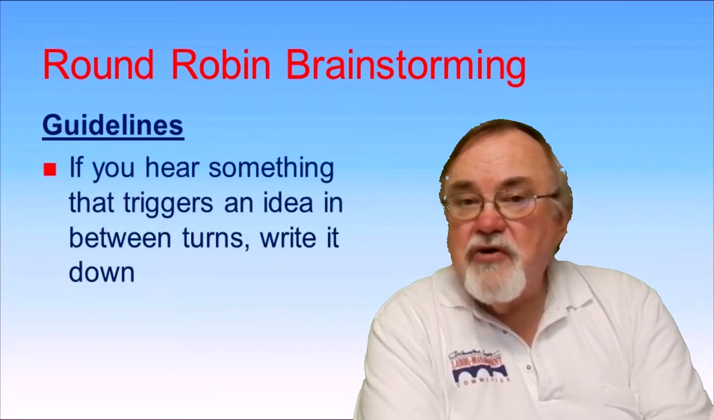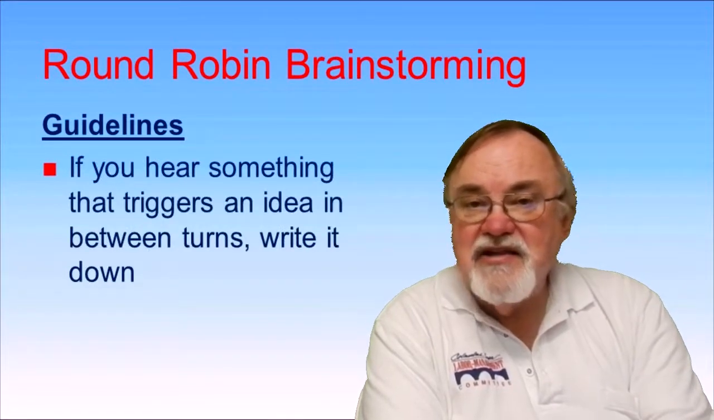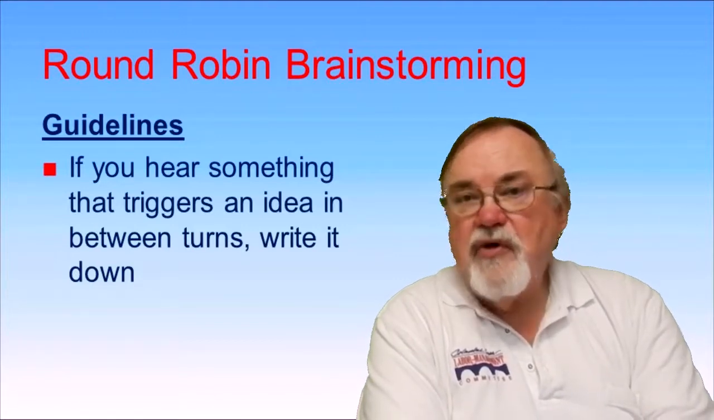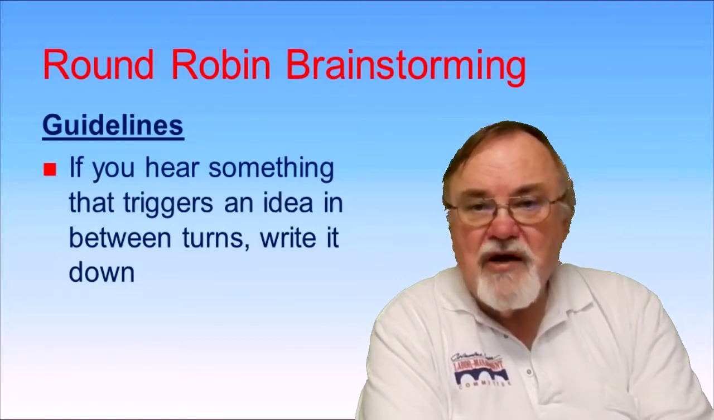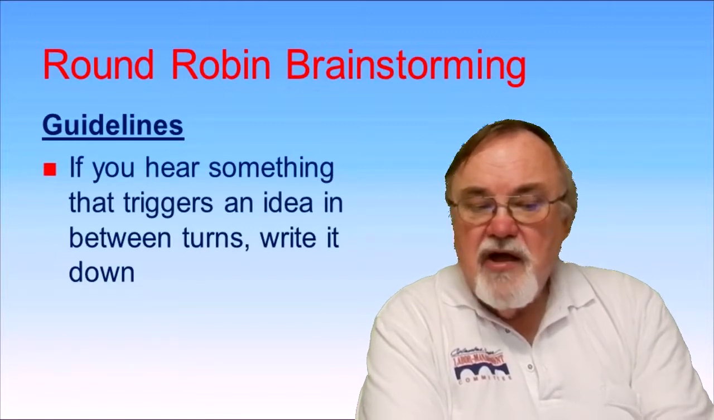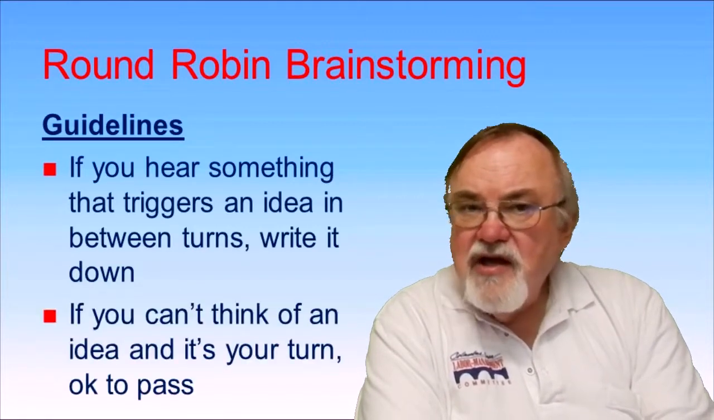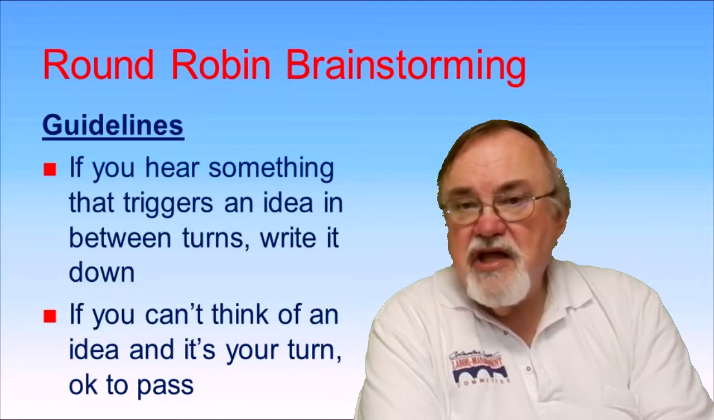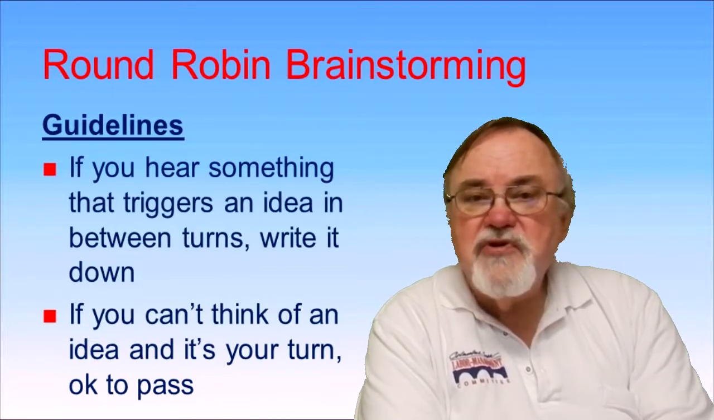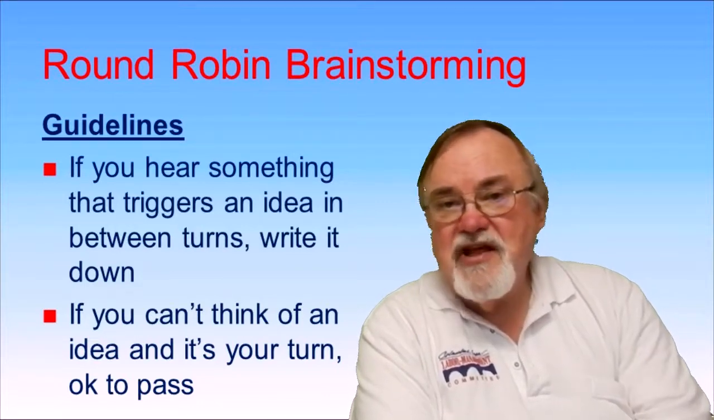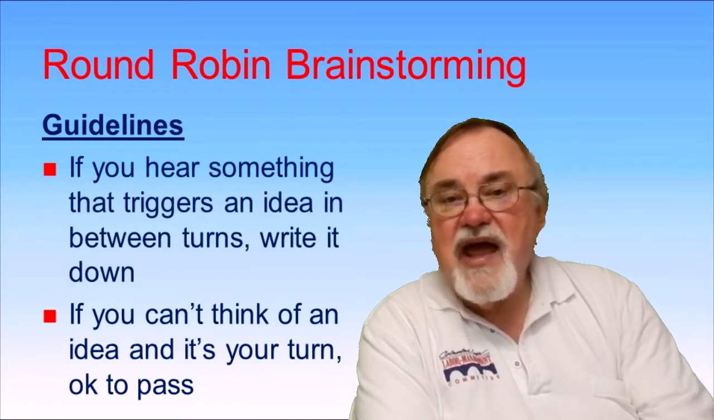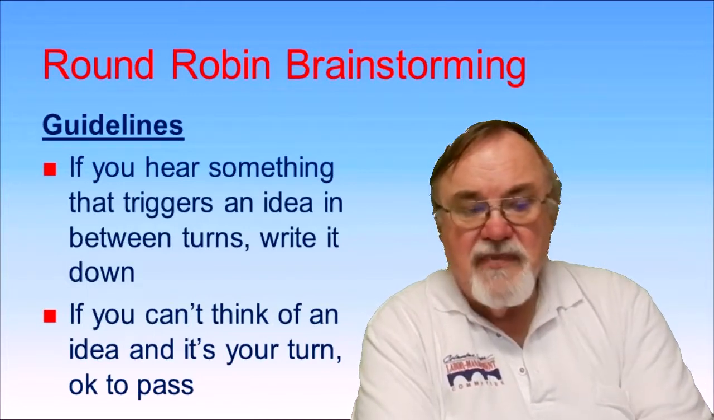If while we're doing the round robin process, you think of an idea that you hadn't, and it's not your turn, jot it down. That way you remember when your turn comes back around, you can give that idea. But remember that if it's your turn and you don't have a new idea, it's okay to pass. Usually when we do this process with the groups, we'll keep coming back to that person that passes in case something has come up as they've worked.